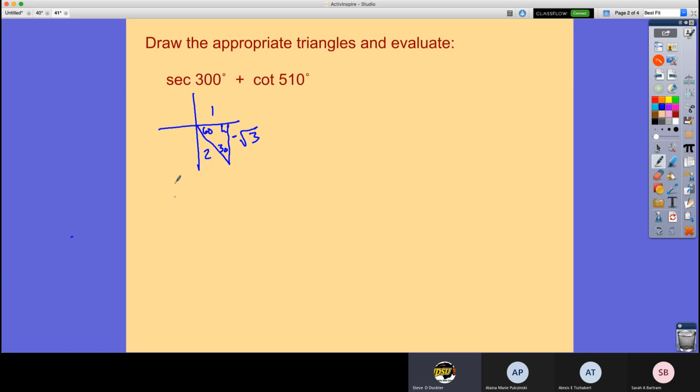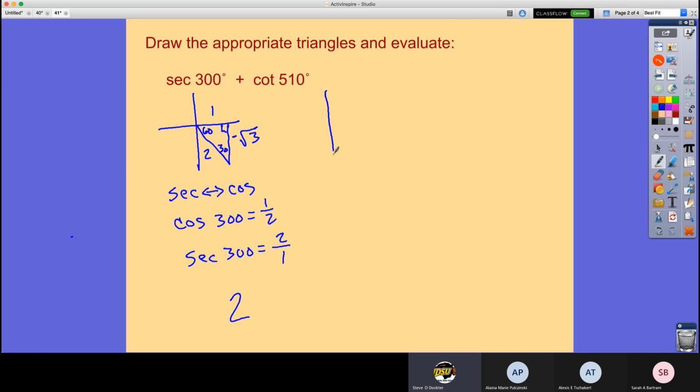Now, what we know is secant works with which one? Cosine. So if we said cosine of 300, cosine would be 1 over 2, right? Because it's the adjacent side over the hypotenuse. So cosine of 300 would be 1 over 2. Secant of 300 would be 2 over 1. So when we find what secant of 300 is, we're eventually going to get to it too.